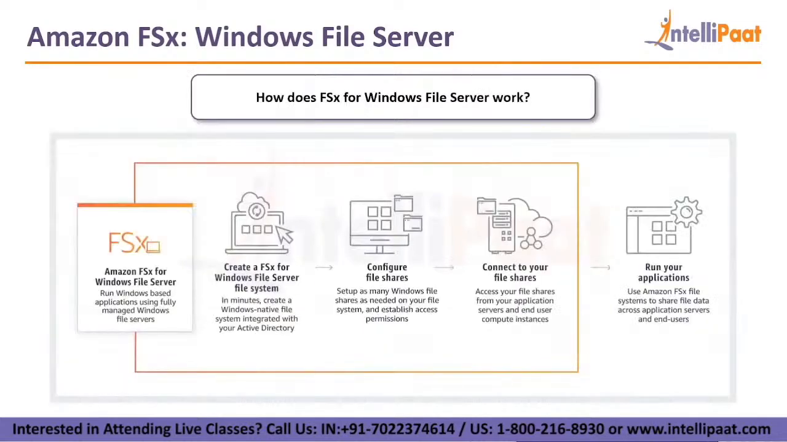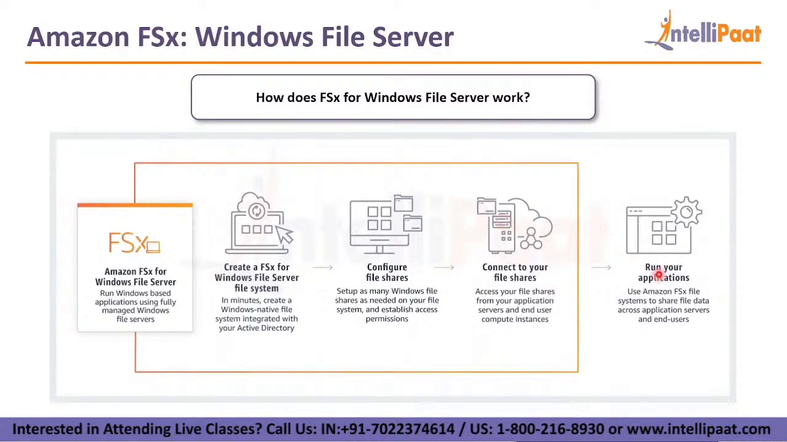And how does it work? So it's pretty simple. First, you create your FSx file system in AWS. Once you do it, you have to configure it with Windows. Once you connect it with Windows, you can access your file shares from your application servers and end user compute instances. So once you're connected, you will be able to access them. It's pretty simple. While doing the demos, you can understand it.